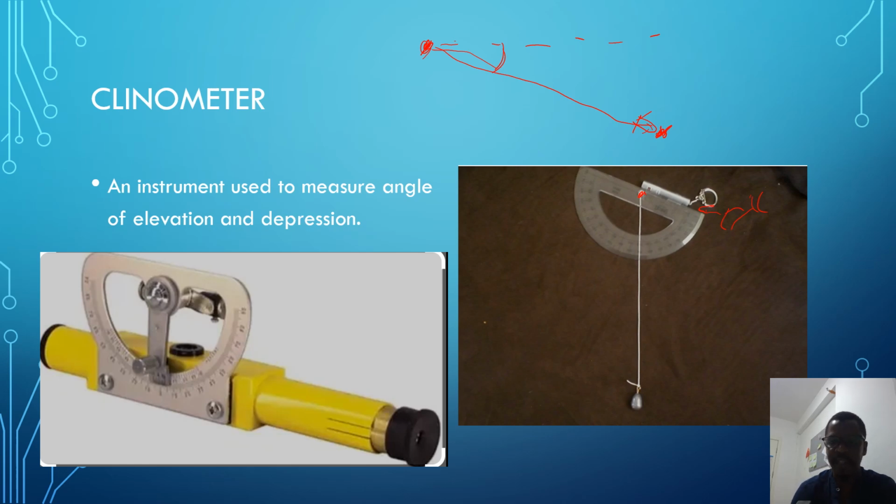The actual equipment is this one. That one is what we call a clinometer. You can have a clinometer by just using a protractor. So by just using a protractor, you can measure the angle of elevation, you can measure the angle of depression. Kuyang'ana mwamba can be measured by using this protractor. Kuyang'ana pansi can be measured by using the same protractor. So that angle is measured by an instrument called a clinometer.